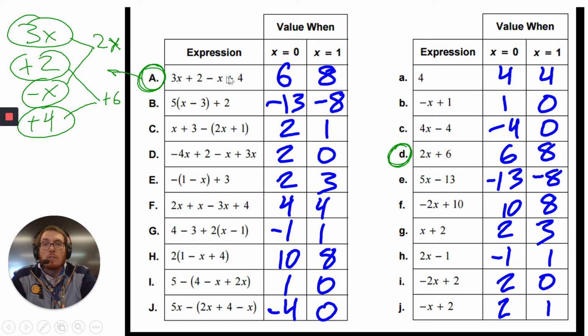And then plus 2 plus 4, they can combine together. Those are known as constants. And 2 plus the 4 is 6. Combine that together, and 2x plus 6 is the same. So the first column is the unsimplified version. The second column is the simplified version of the expression.